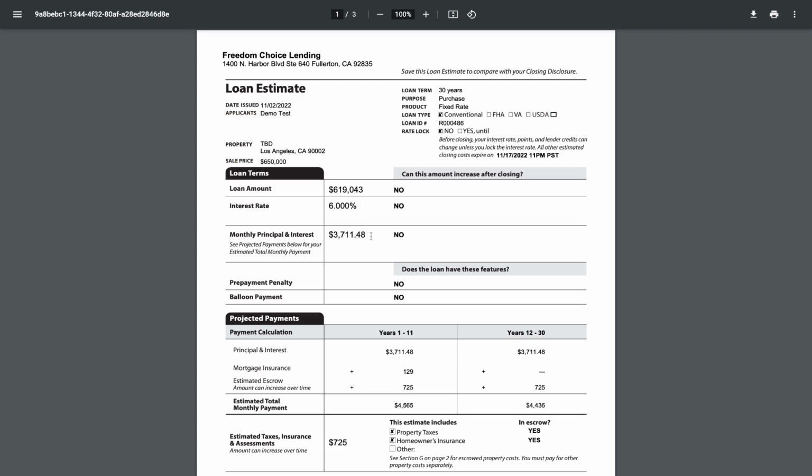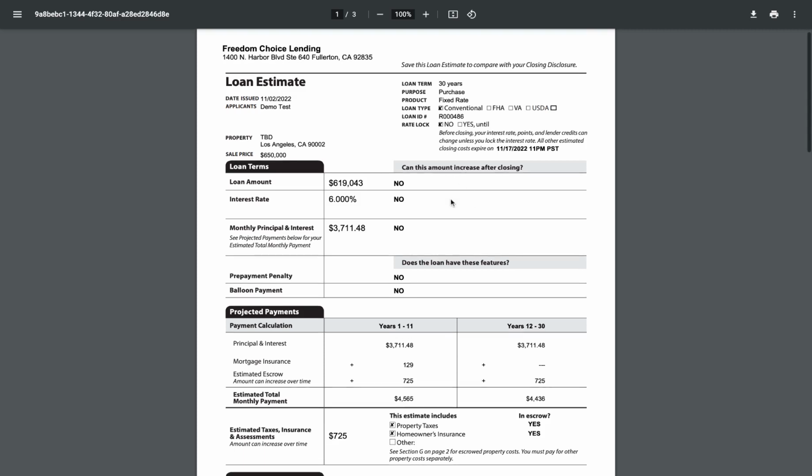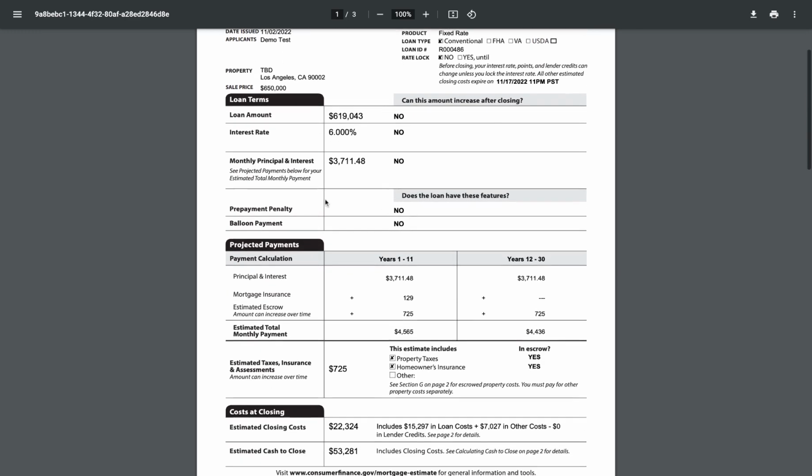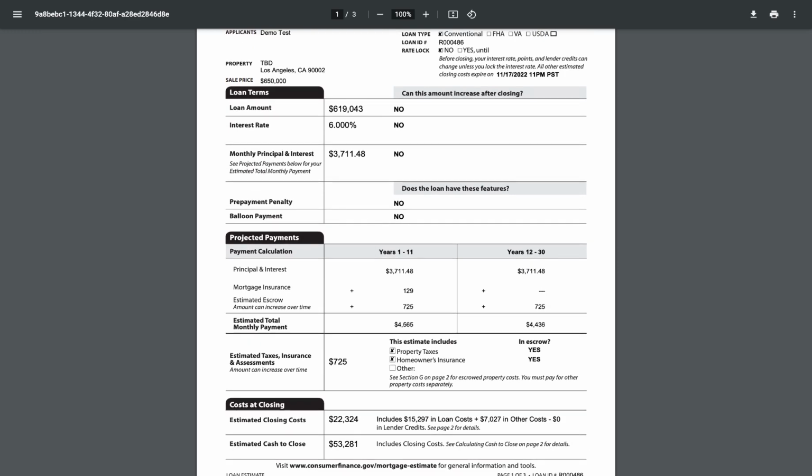And then we have the monthly payments, which is principal and interest if it's an amortized loan. And it clearly states right over here, can this amount increase after closing? It's going to indicate that if that's the case. If it has a prepayment penalty, balloon payment. So essentially you want to go through this thing from top to bottom, and any questions that you may have, I would just write them down and review that with your loan officer.